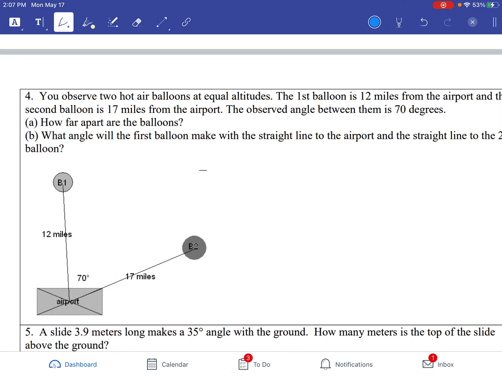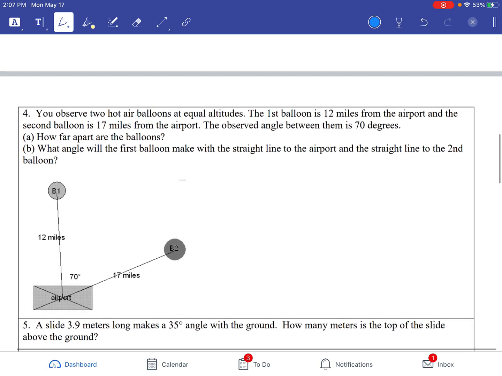Okay. This question has 2 parts. All right, we have our 2 balloons. The first is 12 miles from the airport. The second is 17. The observed angle between the 2 of them is 70 degrees. How far apart are they? So we want to find this distance.